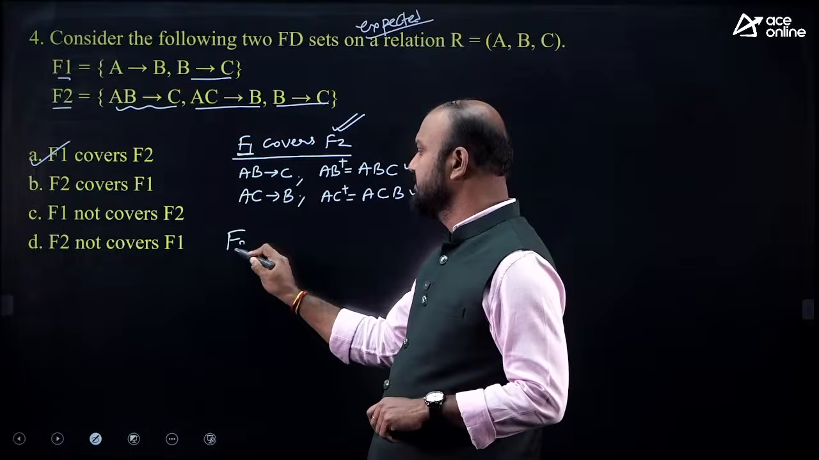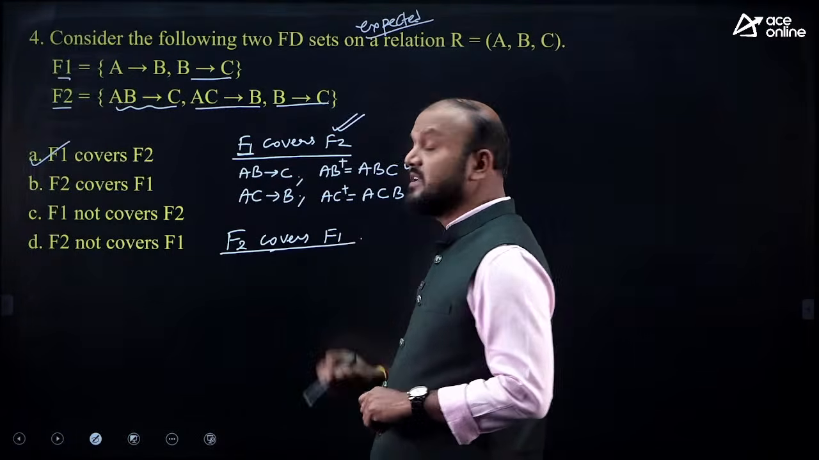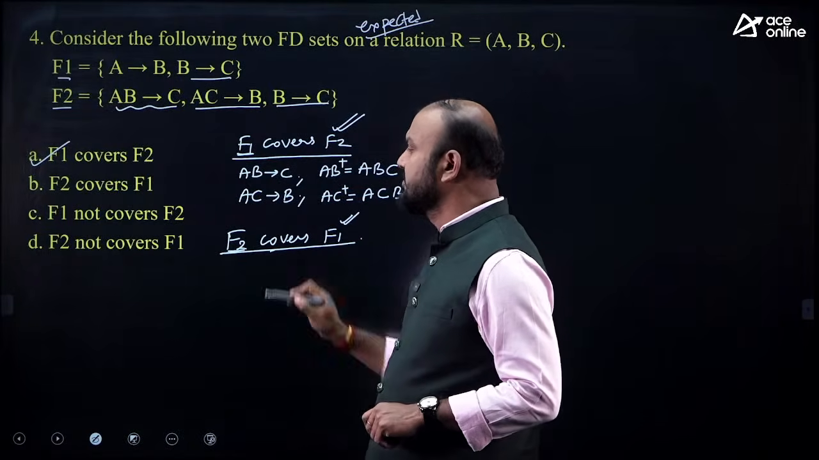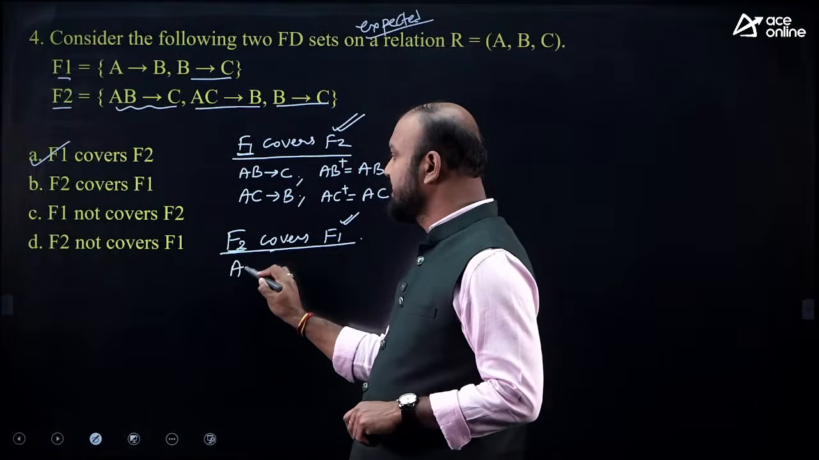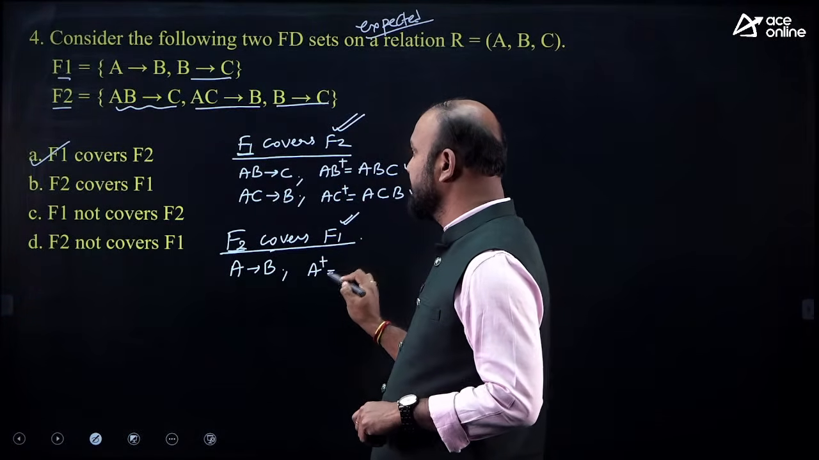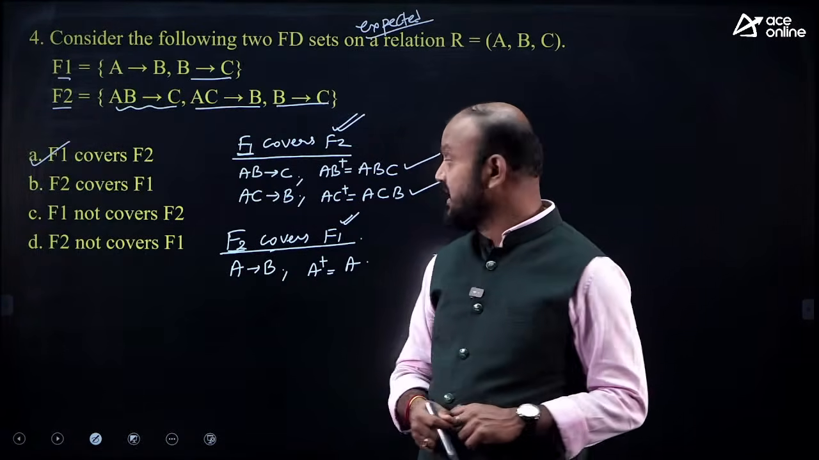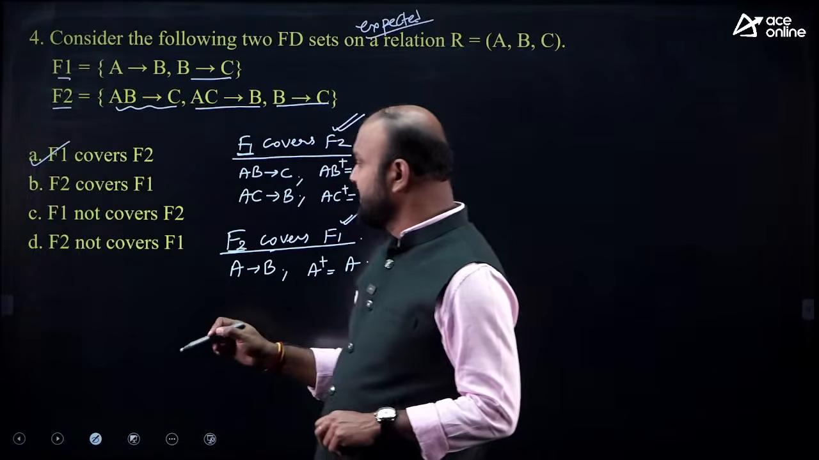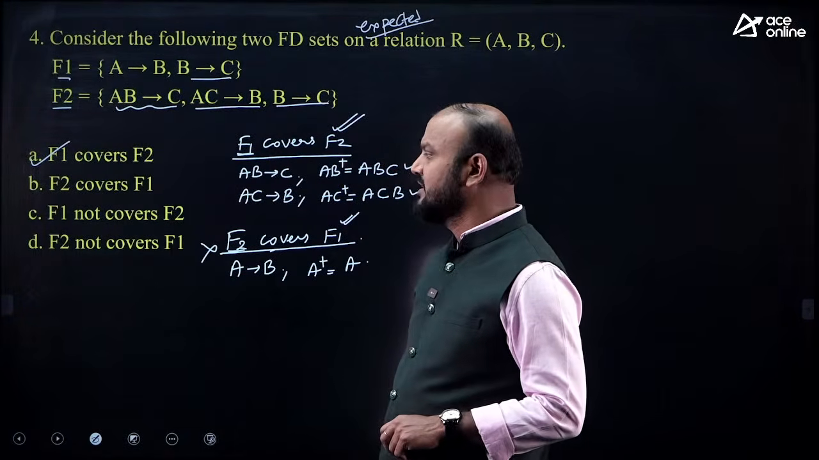So F2 covers F1. What does it mean that F2 covers F1? Every dependency of F1 you can determine using F2. What is the F1 dependency? A derives B. You just take the closure of A. What is the closure of A in F2? A closure is A only, but not B. So F2 is not covering the dependencies of F1.